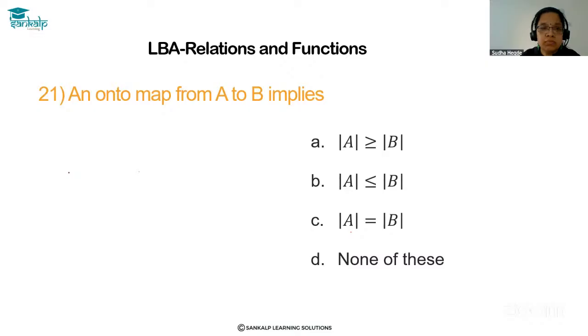Hi everyone. Take the question. An onto map from A to B implies: option A, mod A is greater than or equal to mod B; option B, mod A is less than or equal to mod B; option C, mod A is equal to mod B; option D, none of these.